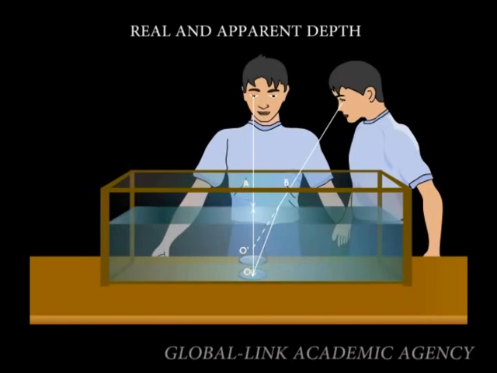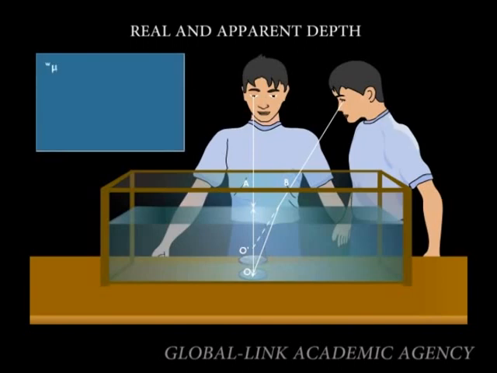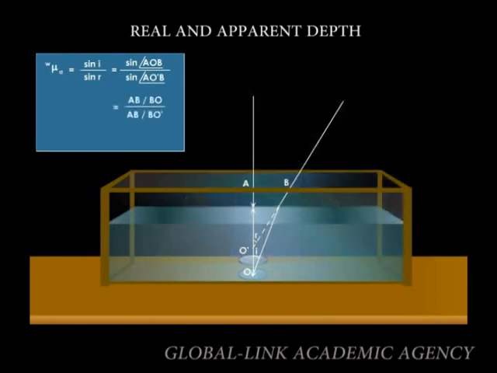From Snell's law, we have wμa is equal to sine i over sine r, which is equal to sine of angle AOB over the sine of angle AO'B. This gives me AB over BO, everything over AB over BO'. If you cancel that out, we'll finally end up with wμa is equal to BO' over BO.